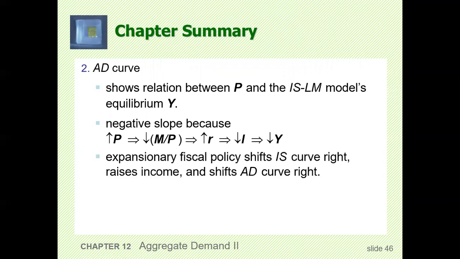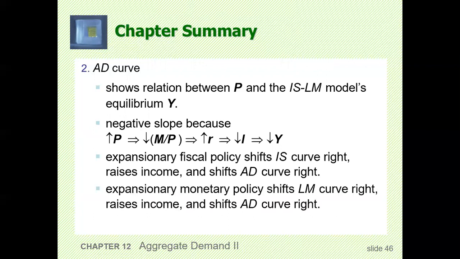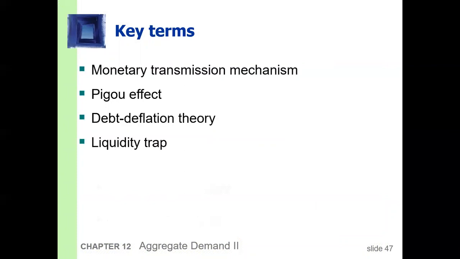Expansionary fiscal policy shifts the IS curve to the right, which means raising government spending or decreasing taxes, which will raise income and shift the aggregate demand curve to the right. Also, expansionary monetary policy shifts the LM curve to the right, which raises income and shifts the aggregate demand curve to the right. Finally, IS or LM shocks shift the aggregate demand curve. And these are our main terms in this chapter.